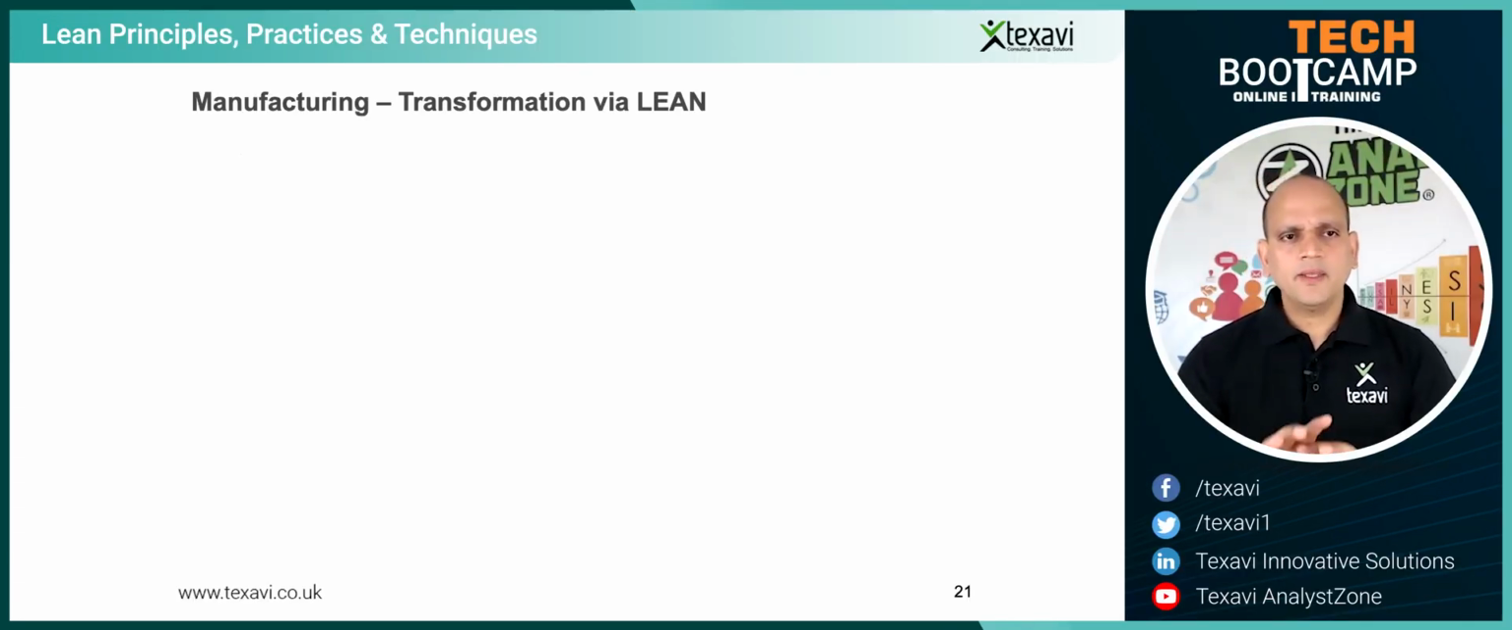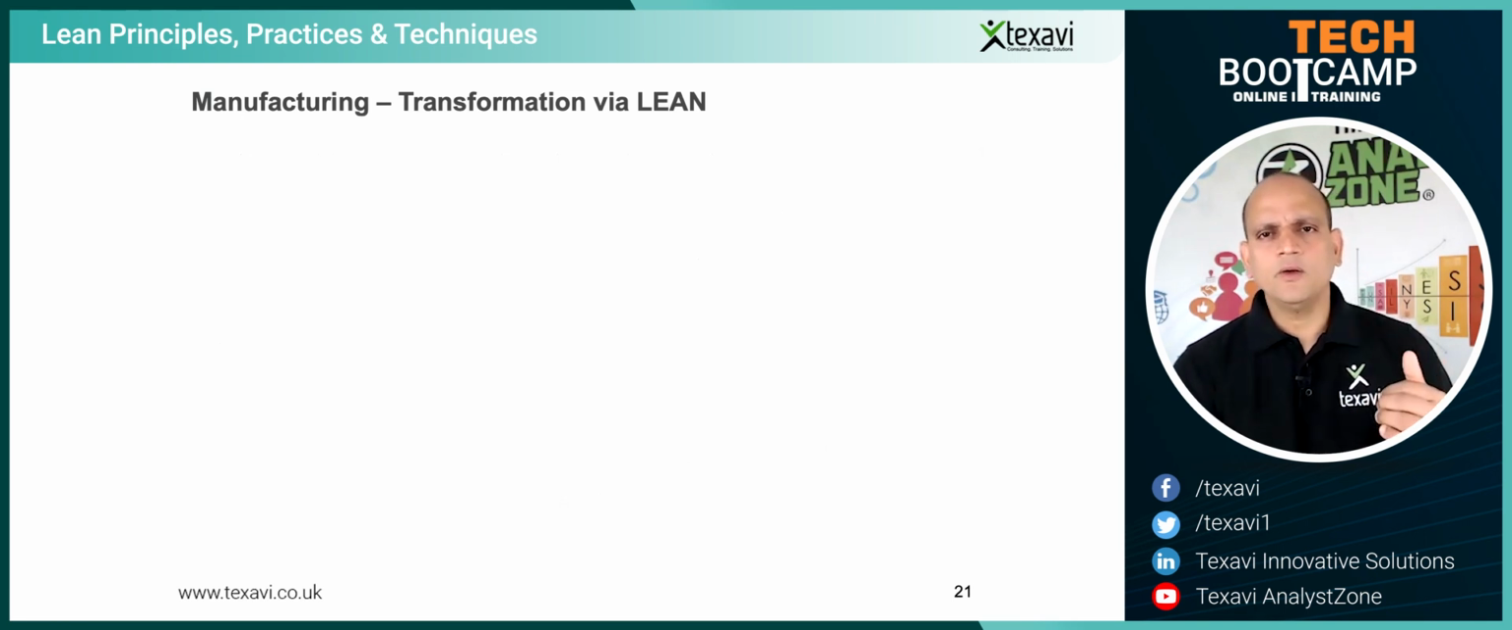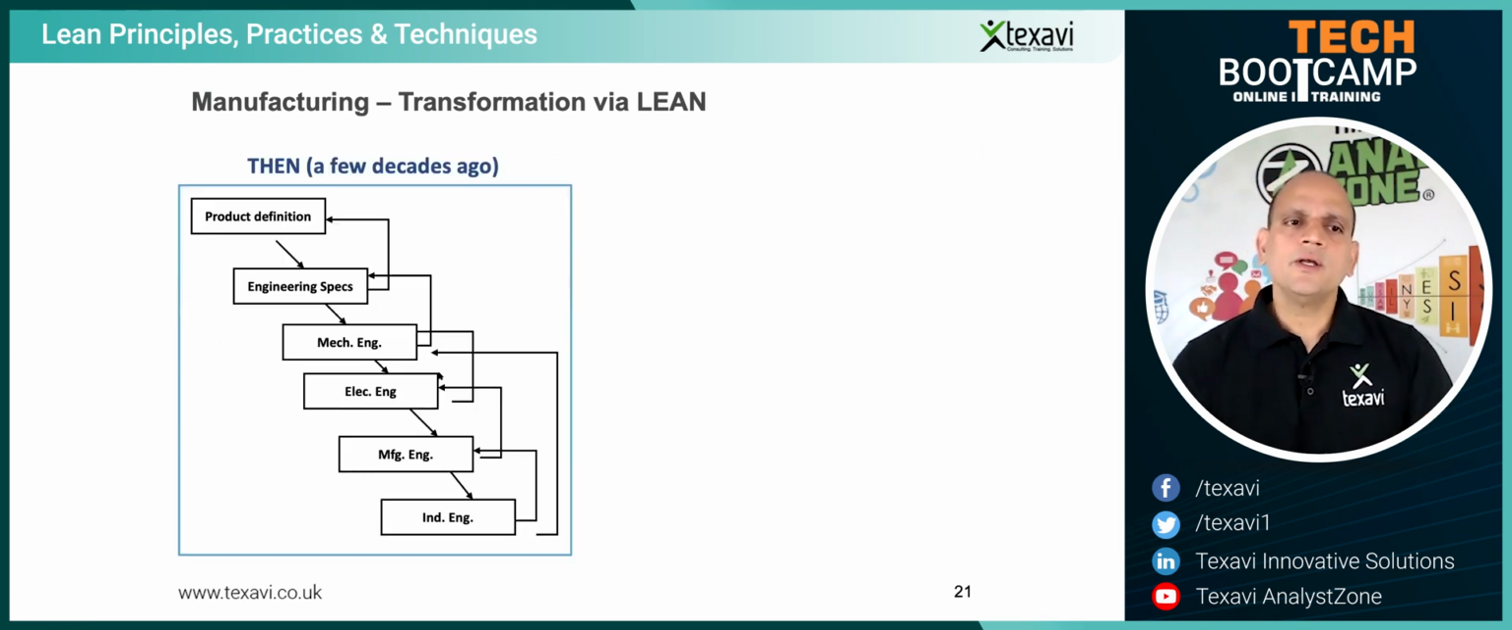So in the context of manufacturing, let's have a quick look, so that we get a base or the foundation from where lean really originated. If you go back a few decades, about the 60s and 70s, the way manufacturing was structured was pretty much linear, pretty sequential.